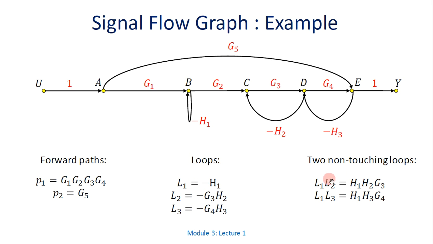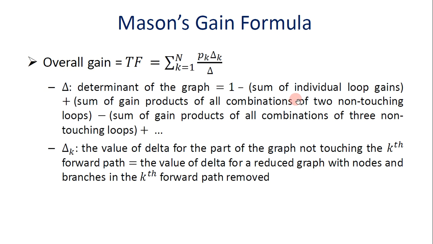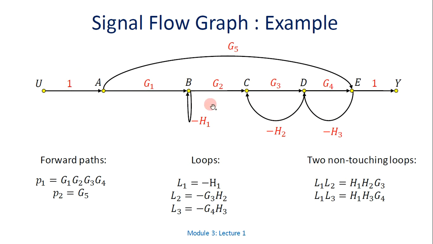And let us check two non-touching loops. This is loop 1, loop 2, loop 3. Loop 1 and loop 2 are non-touching, so they are two non-touching loops. Here L1 L2 is nothing but H1 H2 G3. Loop 1 and loop 3 are another pair of two non-touching loops, that is L1 L3 equal to H1 H3 G4. But don't consider L2 and L3, because they are touching at the node D. That is the reason these two loops are not two non-touching loops.